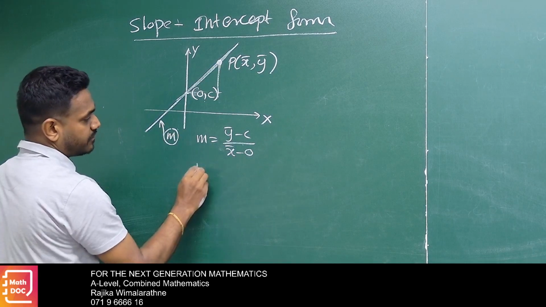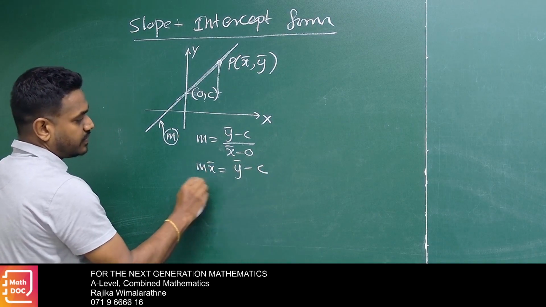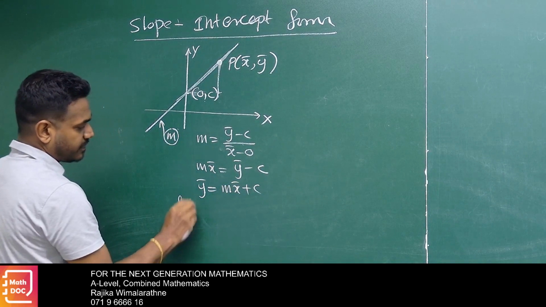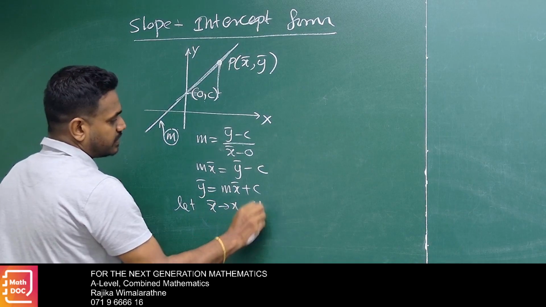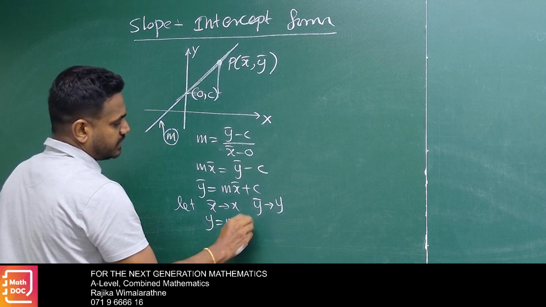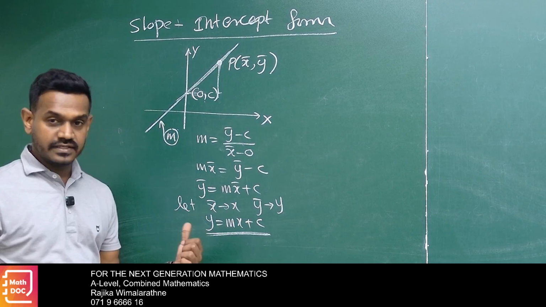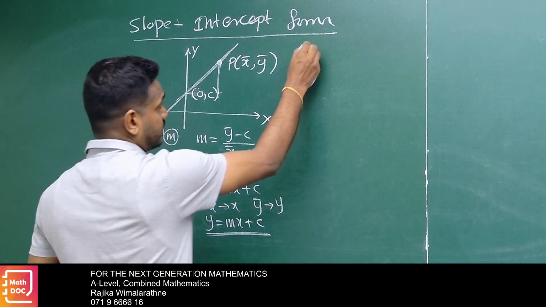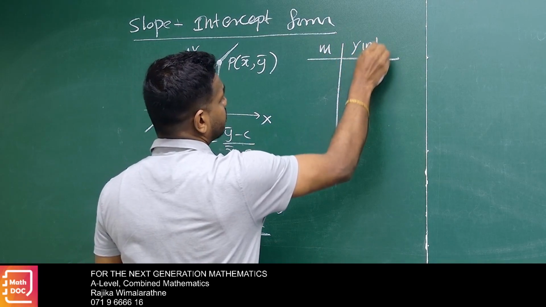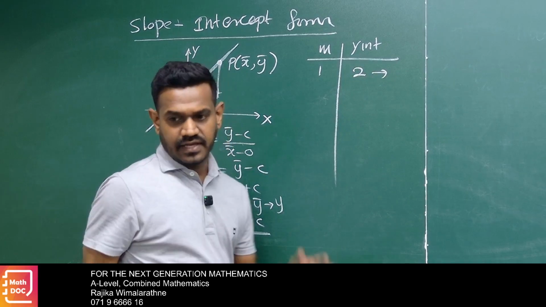Now cross multiply: m x bar equal y bar minus c, so y bar equal m x bar plus c. Now you take x bar as x, y bar as y. Then finally y equal mx plus c is the equation. You can take this formula directly. If you know gradient and y-intercept, you can directly write this one like this. Take m gradient, c y-intercept, say y equal mx plus c.